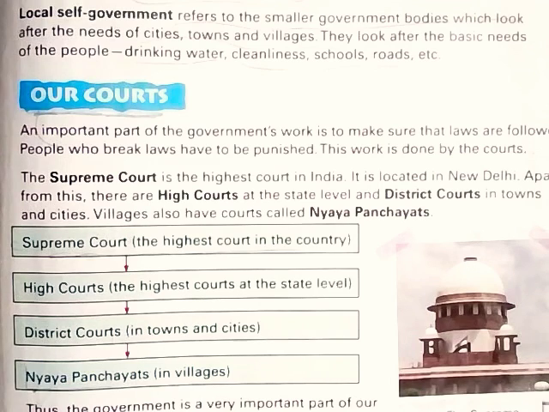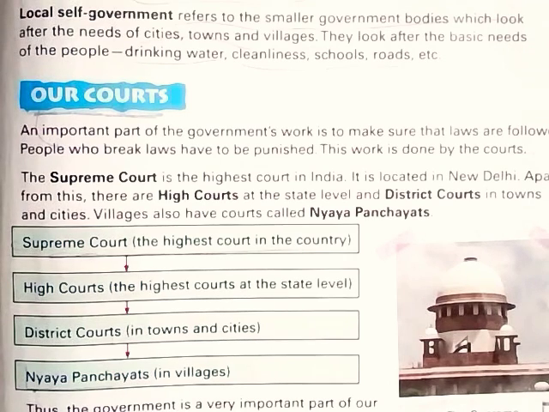Our courts. An important part of the government's work is to make sure that laws are followed. People who break laws have to be punished. This work is done by the courts. The Supreme Court is the highest court in India. It is located in New Delhi.